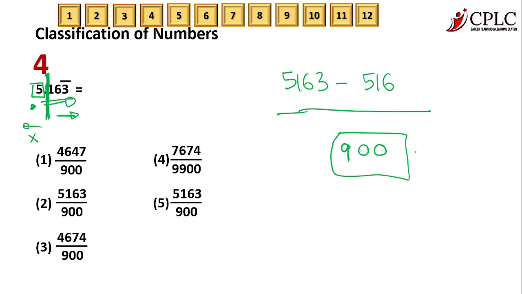So the answer becomes 4647 divided by 900. I think the first answer option is the answer for this particular question. So for integer point something, while writing the number of nines and number of zeros in the denominator, you have to only consider the part after the decimal. Before the decimal, there is nothing to be considered. In the numerator, you will not change anything. You will proceed as it is, whatever we have done earlier in the previous two questions as well. So this is the way to do that.